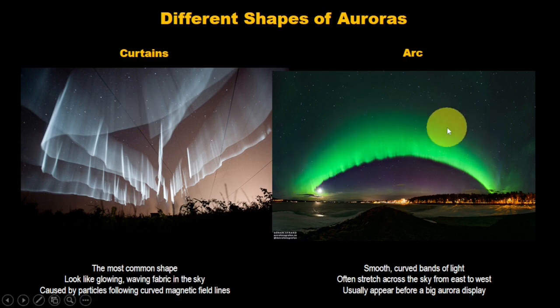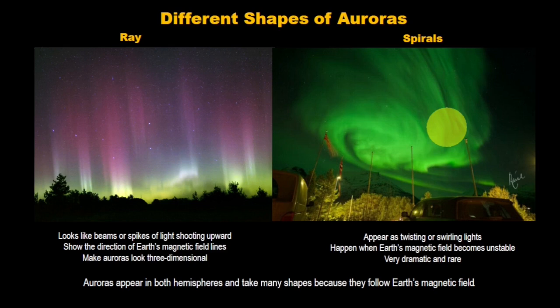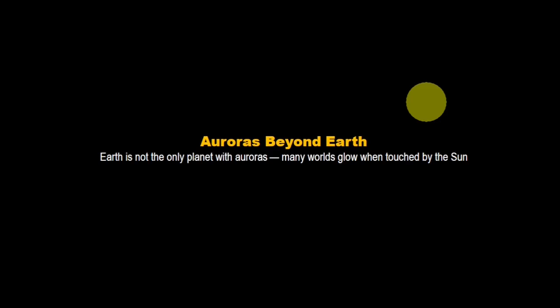They are very smooth and curved bands of light, often stretched across the sky from the west to east. Sorry, from east to west. And they usually appear before the big auroral display. Then we have the one that looks like rays and the one that looks like spiral. So the reason why we have these kinds of shapes is because of the movement of the magnetic field of the Earth.